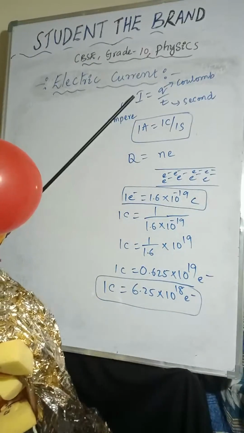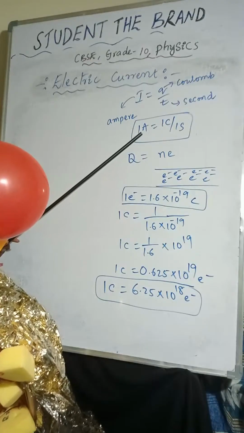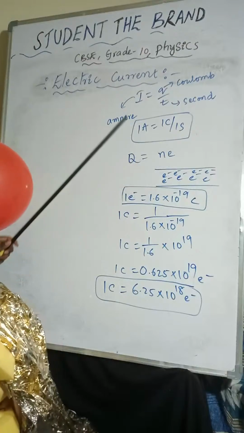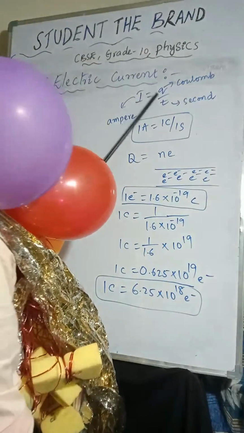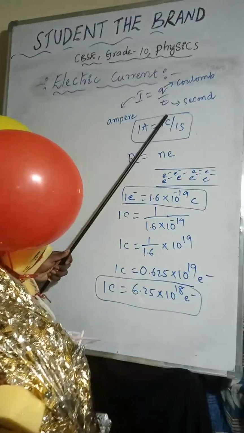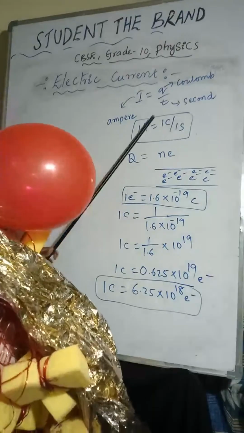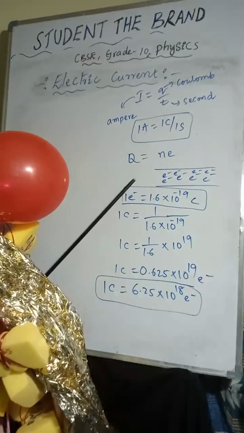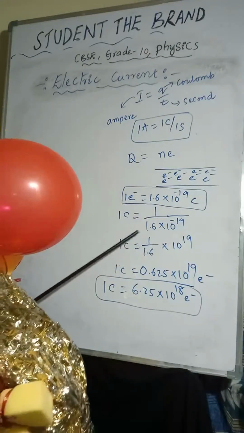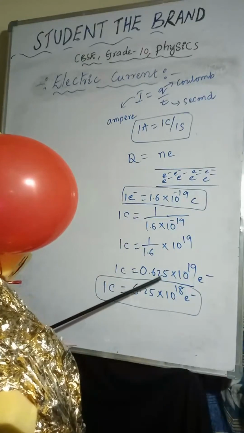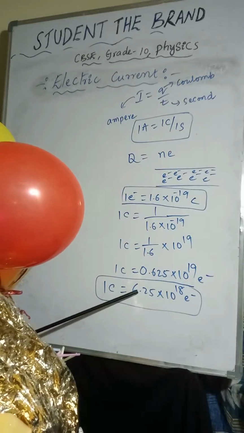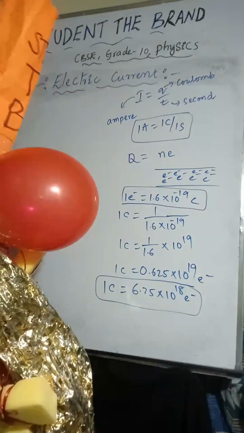1 ampere is defined as 1 coulomb of charge flowing through unit cross-section area per second. The rate of flow of charge is called electric current. The SI unit of current is ampere, of charge is coulomb, and of time is second. 1 ampere equals 1 coulomb per 1 second. Q equals Ne. On 1 electron the charge is 1.6 into 10 power minus 19 coulomb, and in 1 coulomb, 6.25 into 10 power 18 electrons are present.